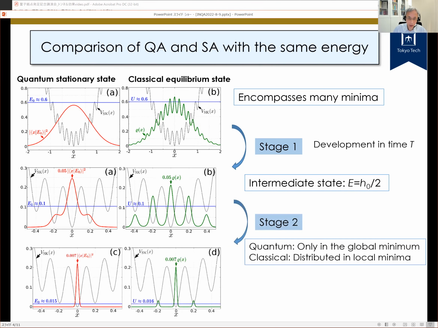And in stage 2, we further decrease the energy to 0.015 or 0.016. At this value of the energy, the quantum distribution almost exclusively exists only in the central valley, whereas the classical probability distribution has small but non-negligible values at nearby local minima. And we further decrease the energy in stage 3. So we decrease the temperature or increase the mass in 3 stages.